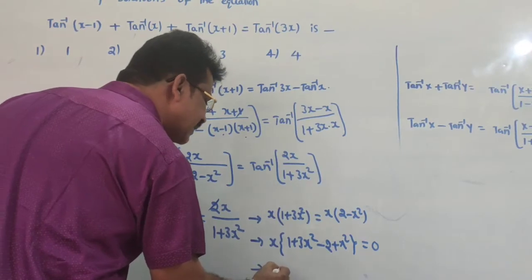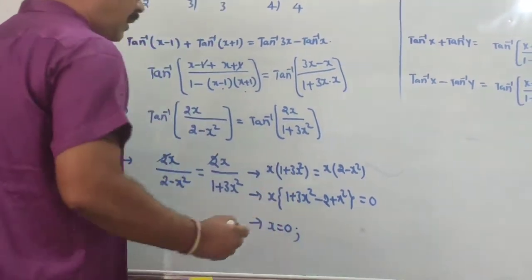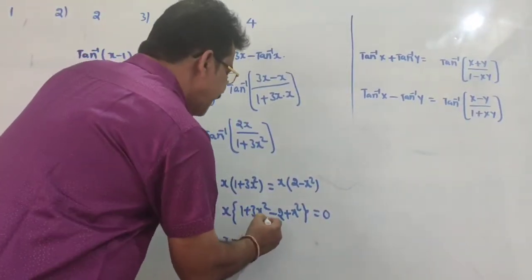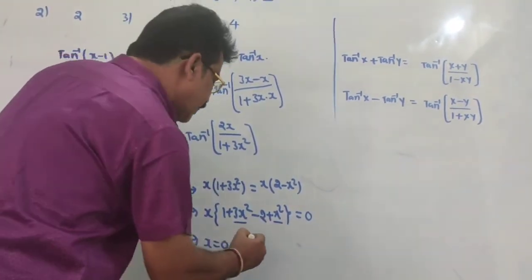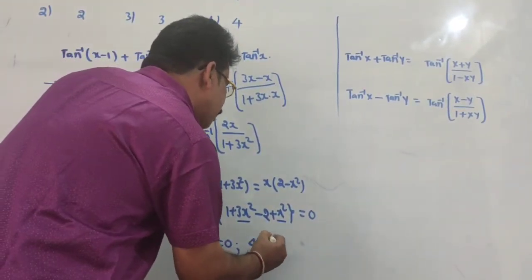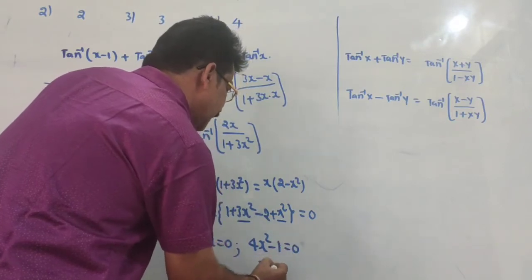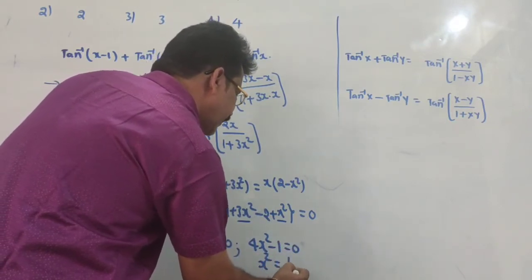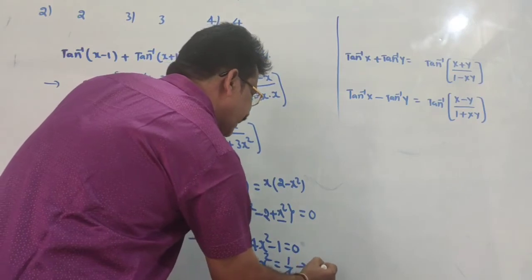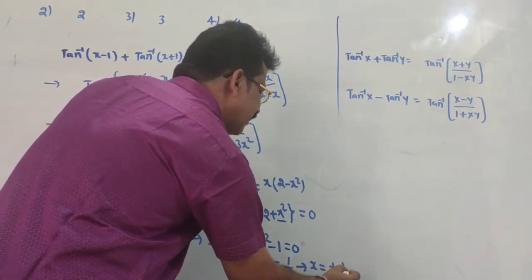So that implies either x equal to 0 or, on simplification, 3x square plus x square, it is 4x square, 1 minus 2, minus 1, that is equal to 0. Then x square equal to 1 by 4, that implies x equal to plus or minus 1 by 2.